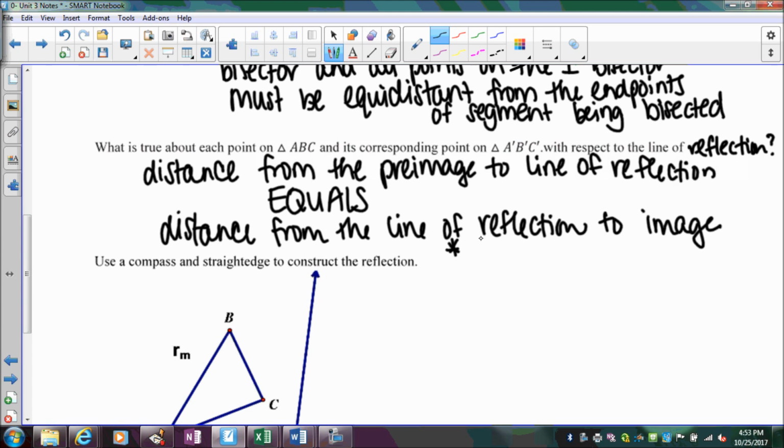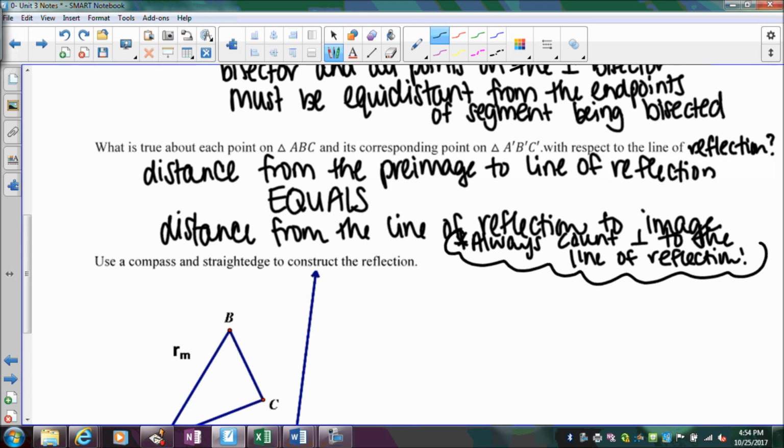So I'm just going to say always count perpendicular to the line of reflection. So that's another idea here with that.